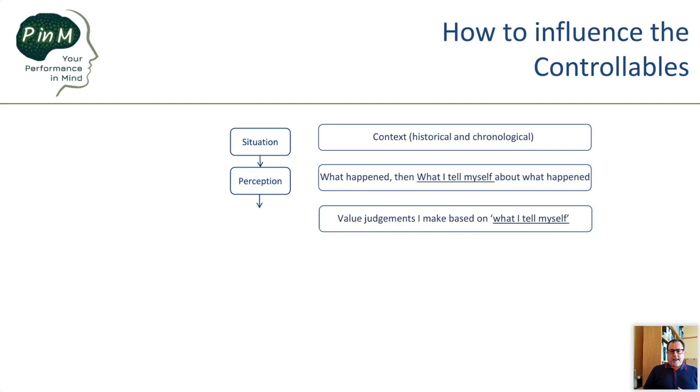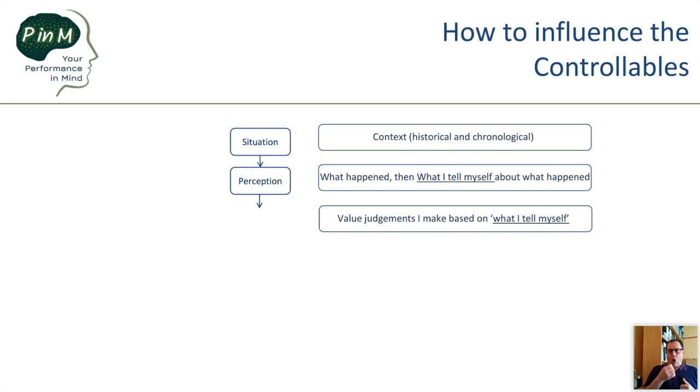I often hear people say to me, I don't know why I reacted to that situation the way I did. And part of being able to influence the controllables is to recognize that, to increase that awareness, and then recognize how I can influence how I choose to respond in similar circumstances in the future. So with this situation, it's useful to understand what its context is.